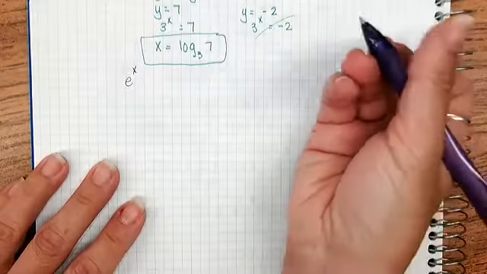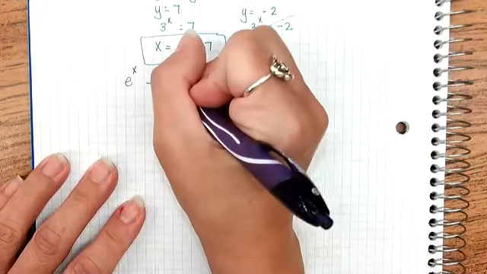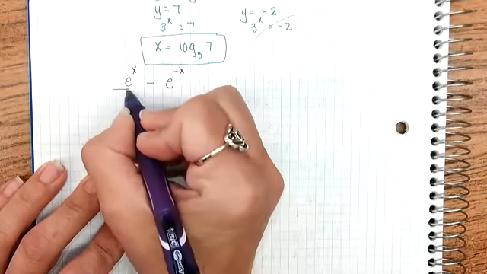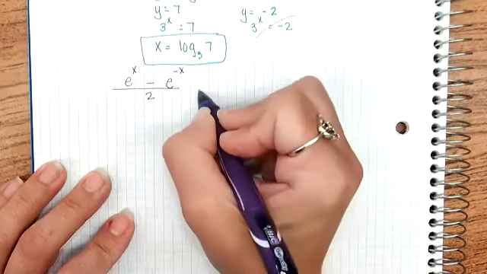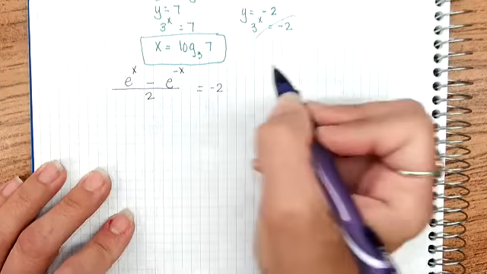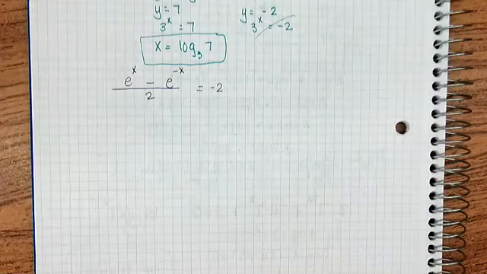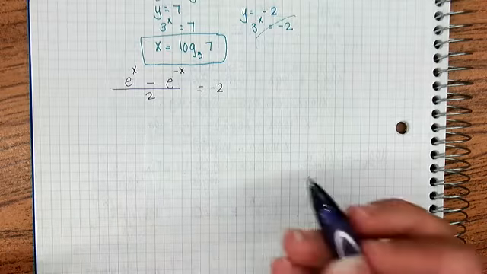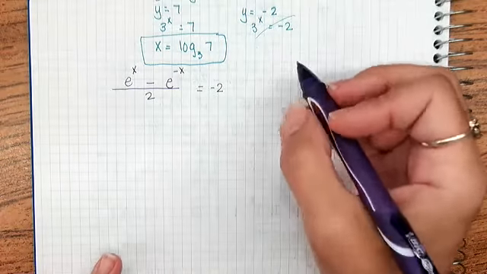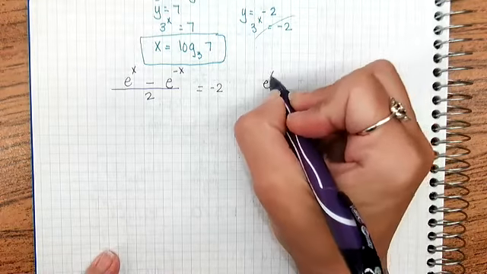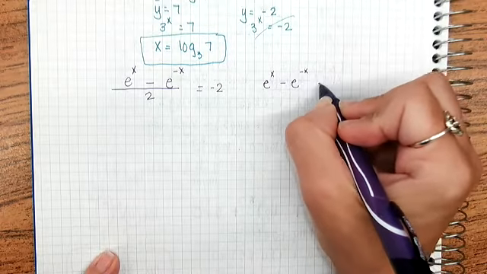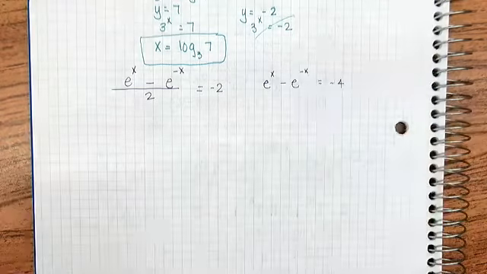E to the x minus e to the negative x over 2 equals negative 2. Okay, multiply both sides by 2. That's the easiest part of this problem. E to the x minus e to the negative x equals negative 4.